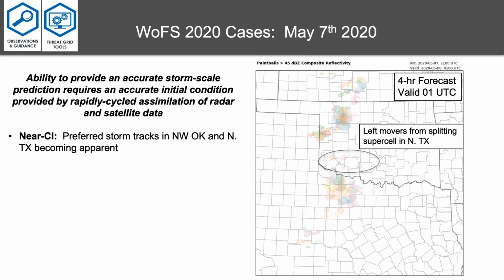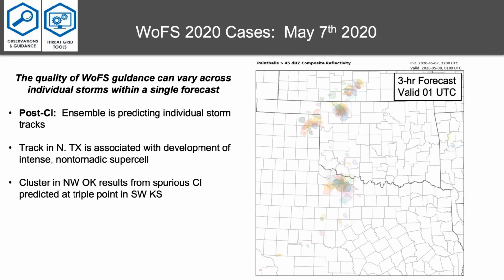Okay, and so if we go to the next hour, so this is with another 5 cycles of radar and satellite data, the system's really beginning to lock onto a solution. So now you can see there's clearly 2 areas of preferred storm tracks. You have one large right-moving supercell in North Texas. You can see there's still semblance of left movers in Southwest Oklahoma. And you also have this area basically in Northwest Oklahoma where you have a high confidence of a supercell being predicted.